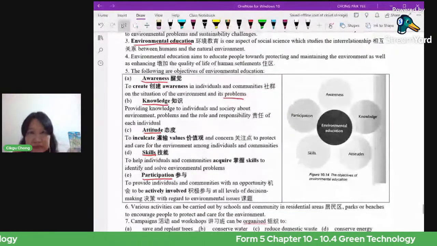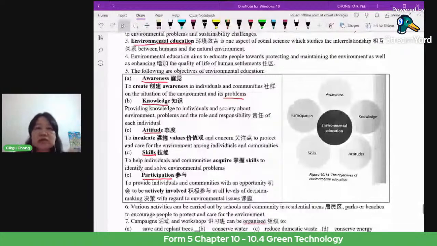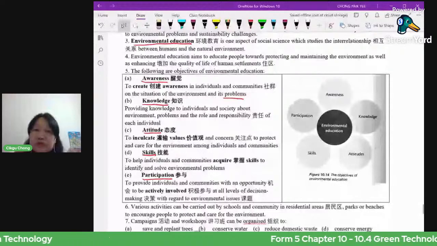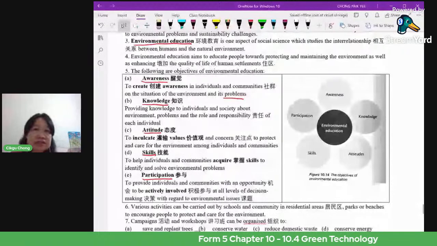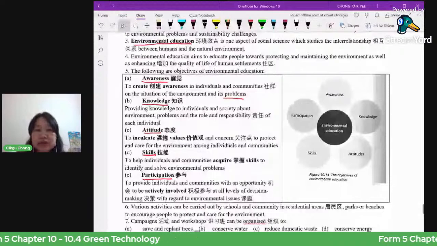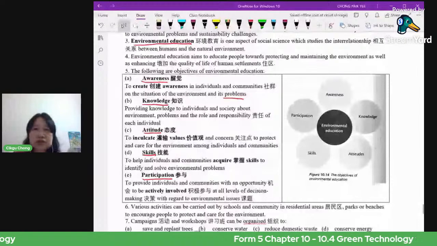Okay, number 2, knowledge. You know you have a problem, but how are you going to solve it? Knowledge will help you to solve the problem. By knowledge, that means the science behind it, the technology behind it. So you also need to know that it's your responsibility to learn about this knowledge and to be able to apply it and use it.